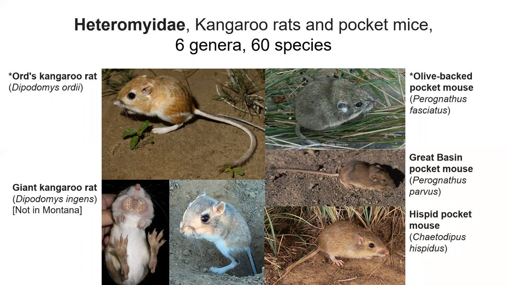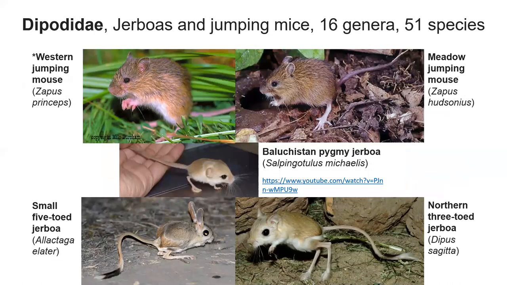Something to know for these heteromyids, different than other species that we'll talk about today, is they have external cheek pouches. You can see in the bottom left, that giant kangaroo rat has these pouches of skin outside of its mouth, and in those pockets, it has stuffed seeds. This is why the pocket mice are called pocket mice, because they have those external cheek pouches. When you look at them, that should be what you look at to know, aha, this is Heteromyidae and not some other mouse that we'll mention later. These dipodids don't have those cheek pouches.